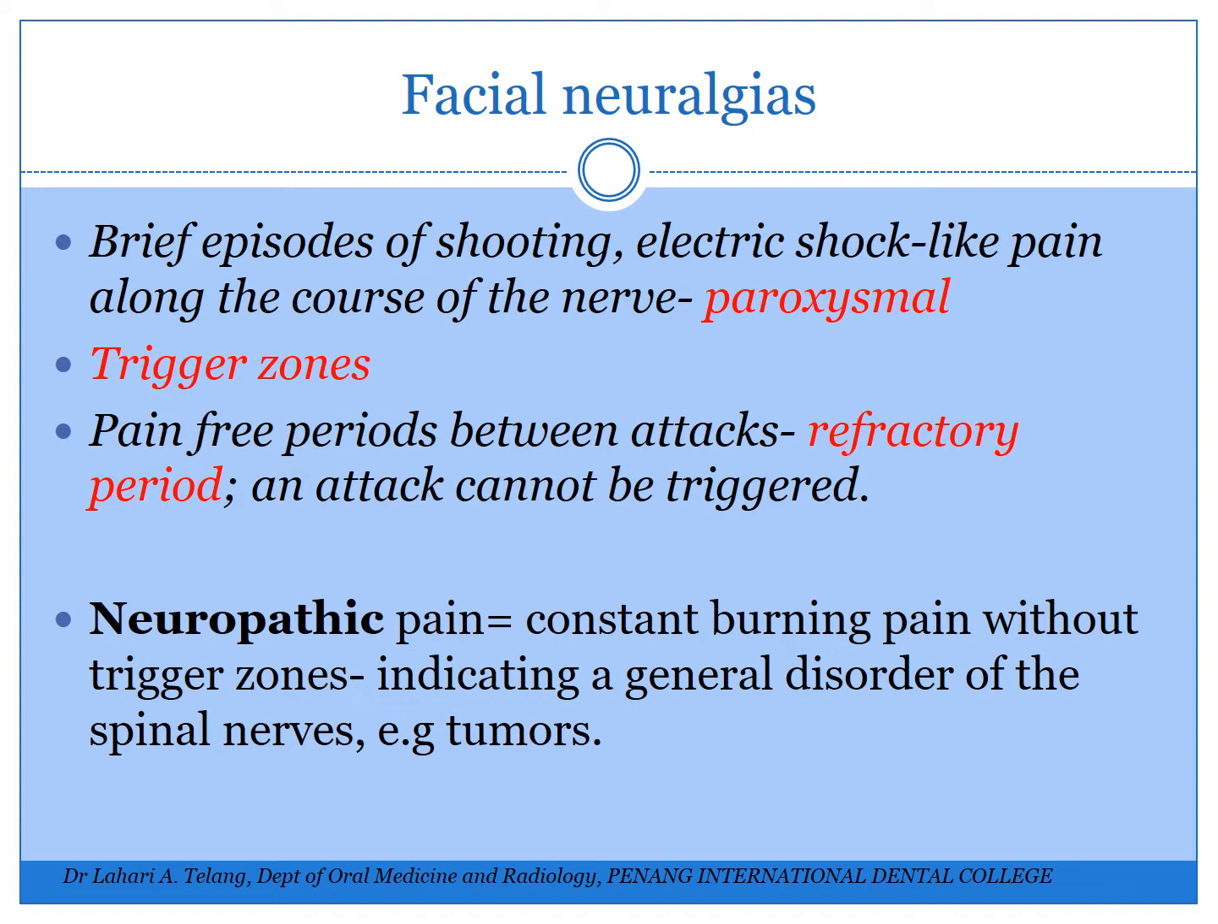On the other hand, a neuropathic pain is constant burning pain without trigger zones, and it is indicating a general disorder of the spinal nerves. For example, if there's a tumor that's pressing on the nerve. So this is important to understand the difference between neuropathic pain and neuralgic pain. So let me just emphasize again. Neuralgic pain is paroxysmal, having trigger zones and has refractory periods.